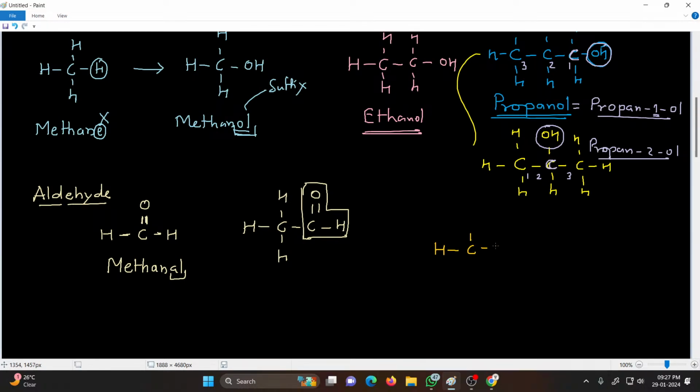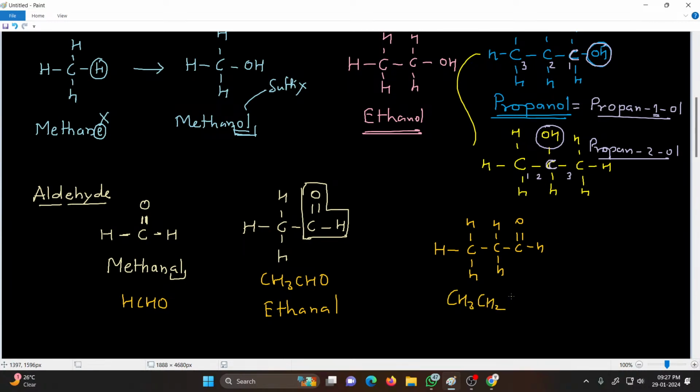So it can be for 3 carbon atoms, that is propanal, the structure will be like this. You can also write it as HCHO, methanal. You can write this as CH3CHO, and then it is ethanal, and then here you can write CH3CH2CHO, and that is nothing but propanal.